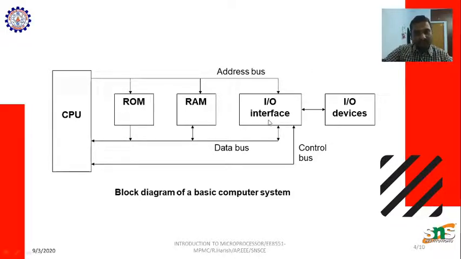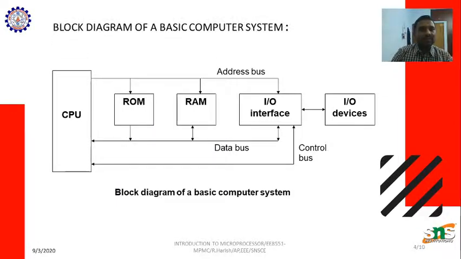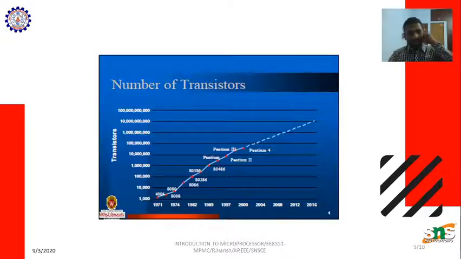What are the input output interfaces? And input output devices like mouse, keyboards, CPU, DVD player, everything. These are the input output devices. So this is the block diagram of a basic computer system.